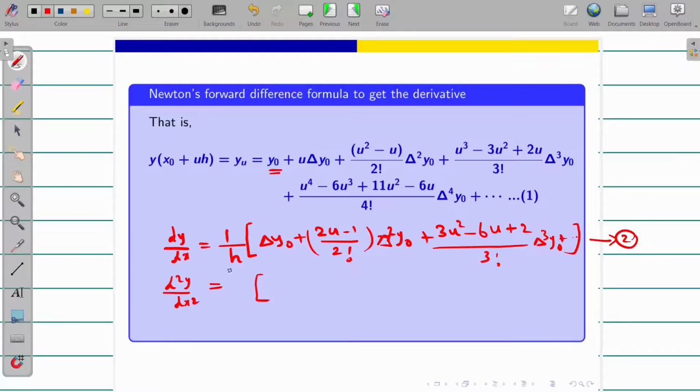We have to differentiate the first derivative with respect to x again. So instead of differentiating with respect to x, we are going to differentiate with respect to u here. I will tell you why later. Right. Now differentiate with respect to u. This will be 0 because the u term is not there. Now differentiate this with respect to u. 2u differentiation is 2, minus 1 differentiation will be 0.